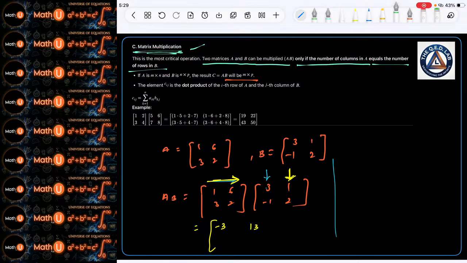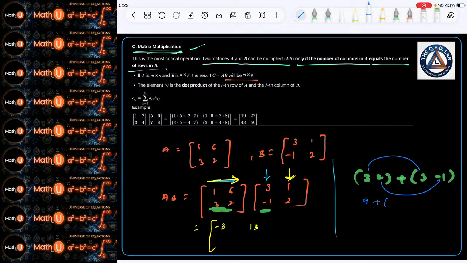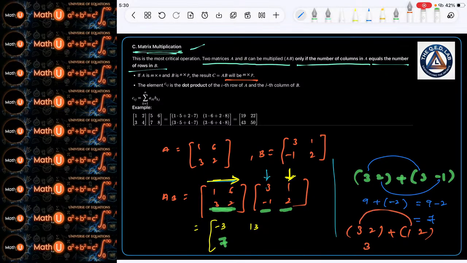Okay, then multiply second row and first column elements, plus 3 comma minus 1. Multiply 3 into 3, 3 is 9, plus 2 into minus 1, minus 2. Simplify, 9 minus 2 we get 7. Okay, we write down here 7. Next, second row second column, 3 2 plus 1 2. Okay, 3 into 1 is 3 plus 2 into 2 is 4, we get 7.